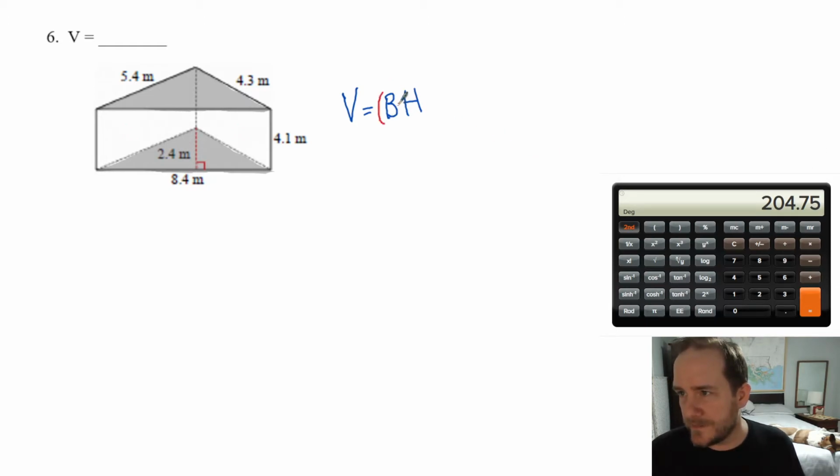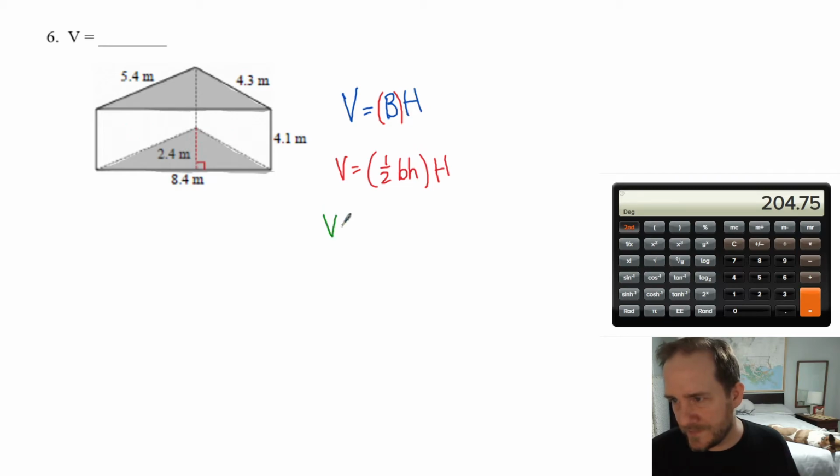And again, if capital B is the area of the base, then capital B, we always have to plug in the appropriate formula. Now our base we said is a triangle. So the formula for the area of a triangle is 1/2 times base times height. So we need that 1/2. And then we need the height too. But at this point, now that our formula is fully done, we can start plugging in values.